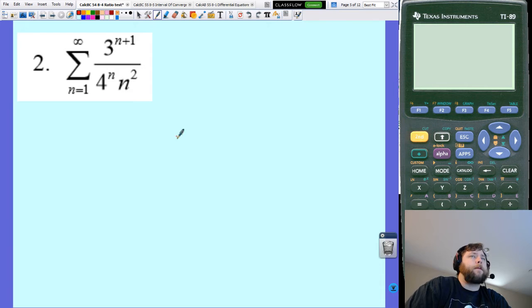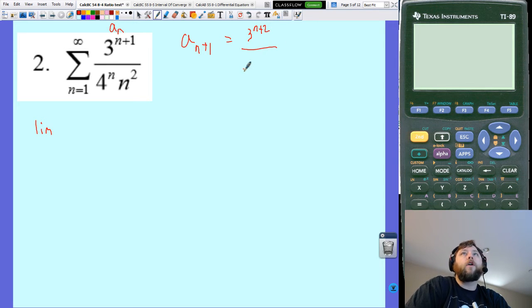Let's try another one. Okay, this looks gross as well. So ratio test. Limit. Let me write this. So this is my a sub n. I don't want to rewrite this. Well, a sub n plus 1 is going to look like this. It's going to be 3 to the n plus 2 now over 4 to the n plus 1 over, and then n plus 1 squared.